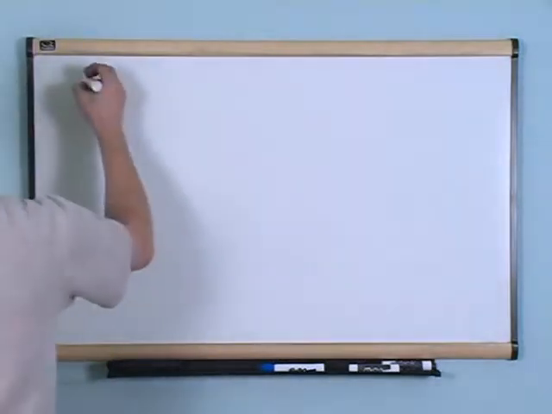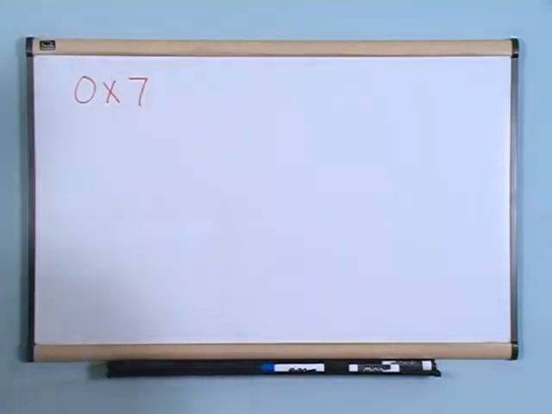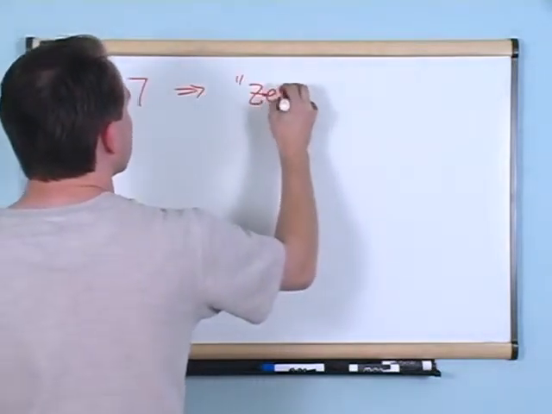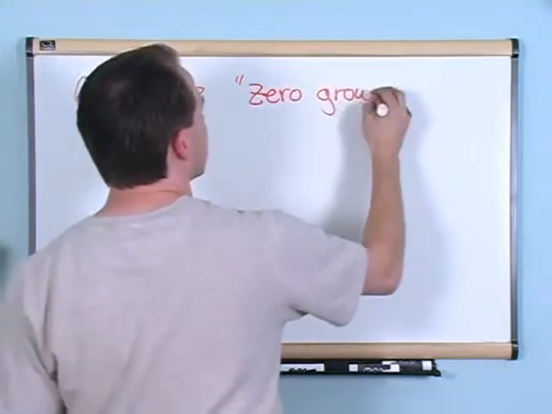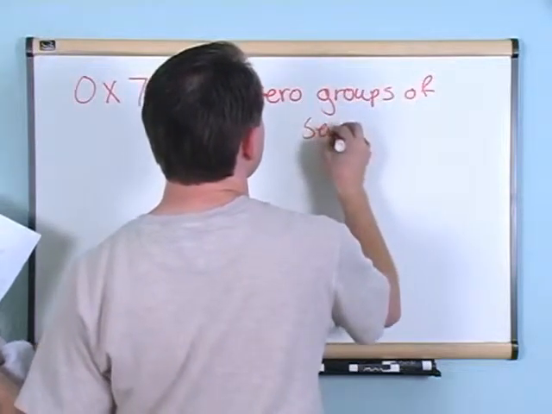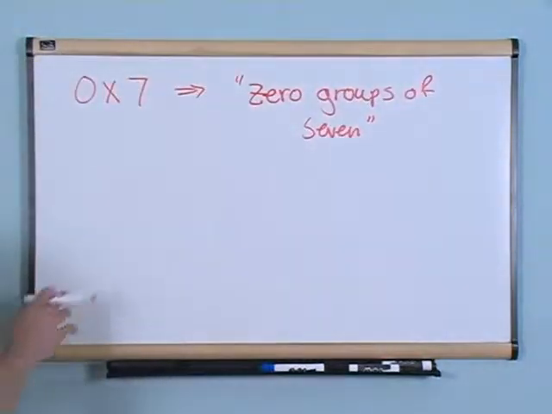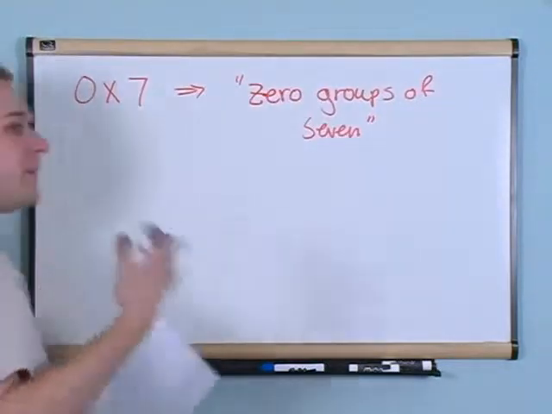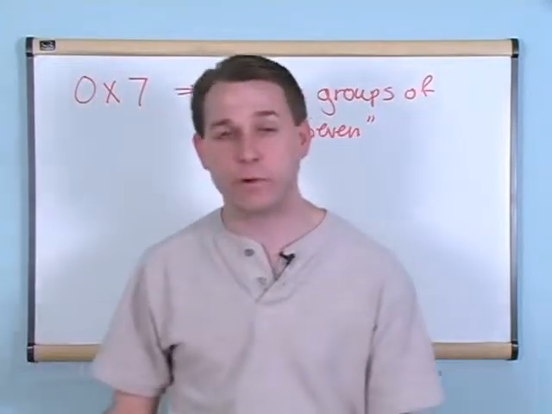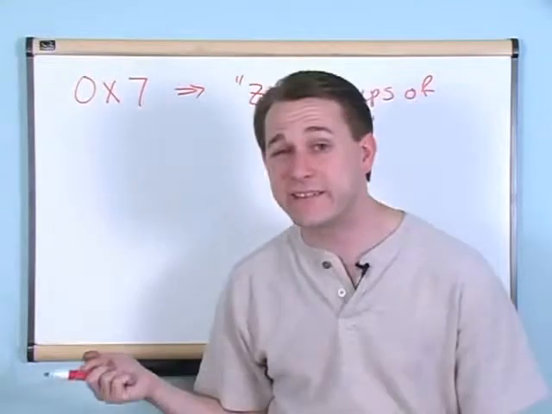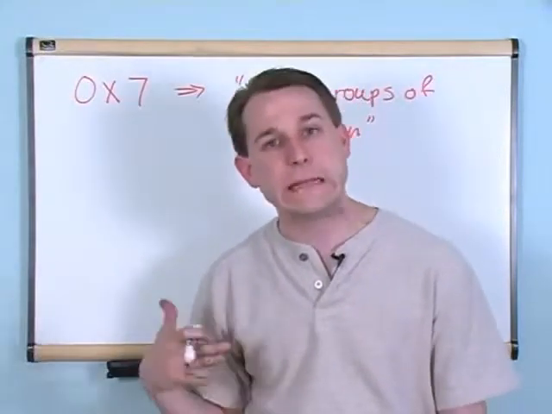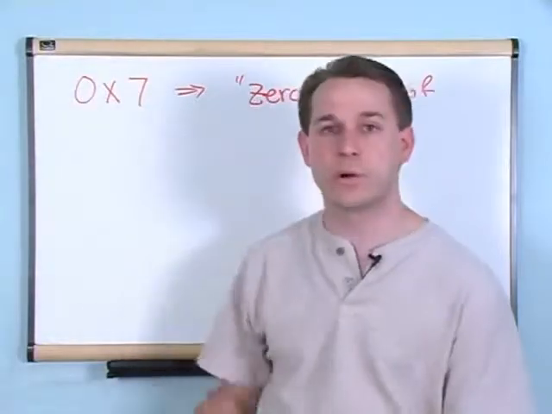Okay, next thing I want to talk to you about is when you multiply something times 0. 0 times 7. What does this mean? This means you have 0 groups of 7. Now think about this for a second. In each group, I have 7 things, but I'm multiplying by 0, so that means I don't have any groups. Anything times 0 is 0, because I have 7 things in a group, but this is telling me I have no groups, none, nothing in front of me.